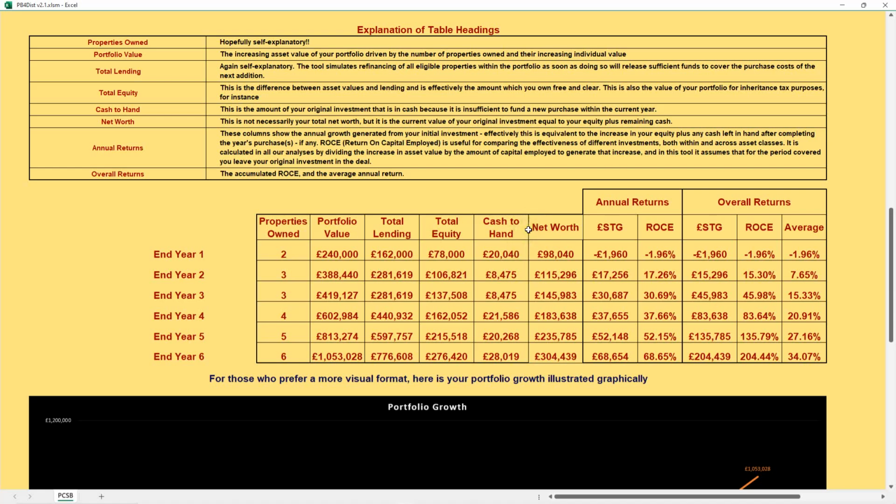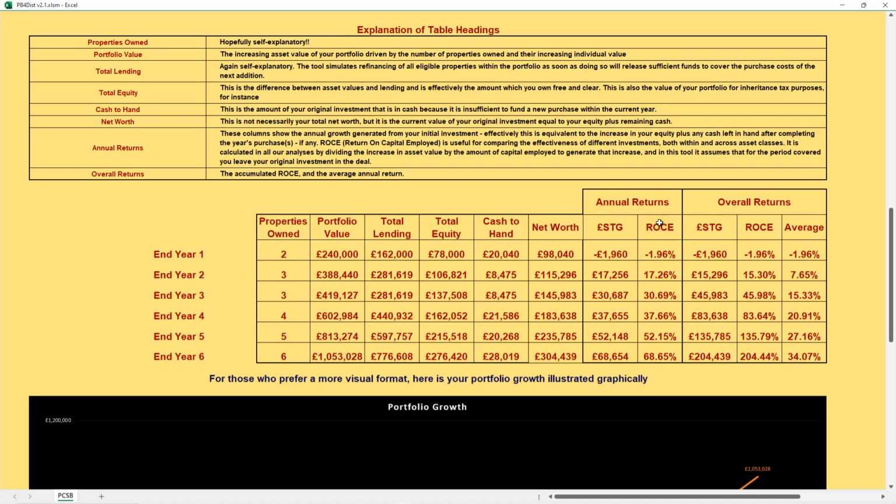So total net worth as far as this project of building your portfolio is concerned, and ignoring everything else outside of it, is actually, in this case, 98,040. So it's your total equity plus your cash to hand. Total returns in terms of pounds sterling are here. So that's the amount of money you've actually increased your equity and cash by.